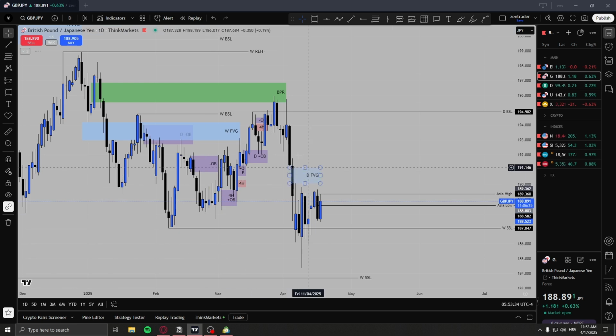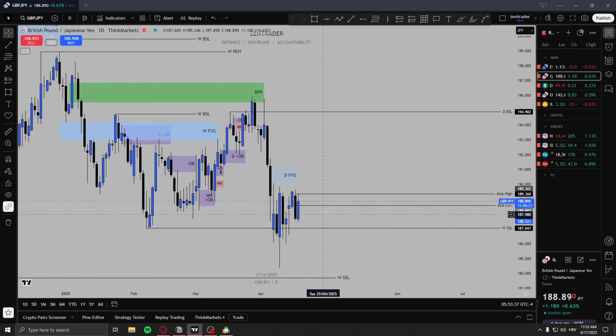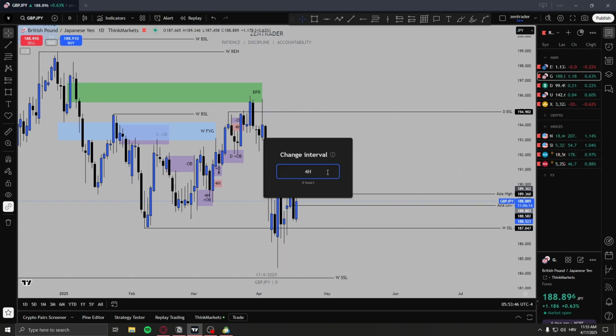So on GBP JPY I was seeing price consolidate, but I saw that we took out this weekly level, so from there we could retrace to this daily fair value, which is why I was bullish.